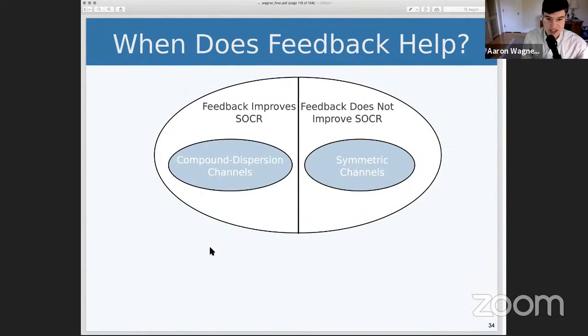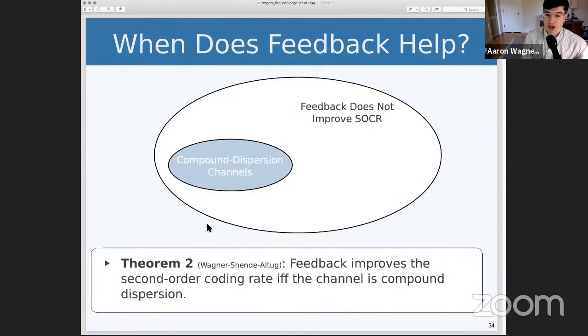This raises the question of when feedback helps. For what set of DMCs does feedback improve the second order coding rate? Both the set and its complement are non-empty, because we know compound dispersion channels see an improvement, and we saw in the beginning that symmetric channels do not. So it's a non-trivial question. We can answer this, and we show that it's maybe the most pessimistic answer possible, which is that it's only the compound dispersion channels for which you see an improvement.